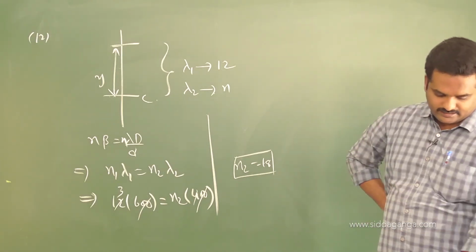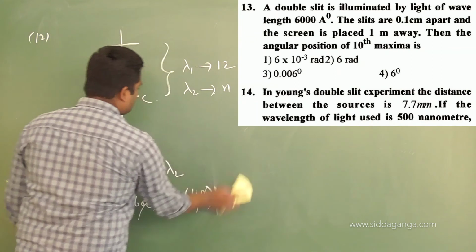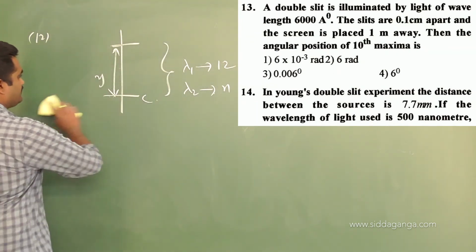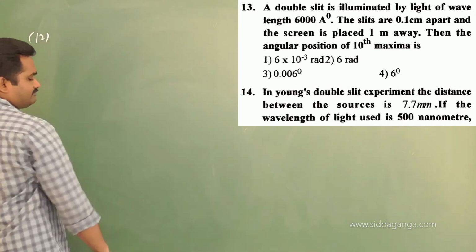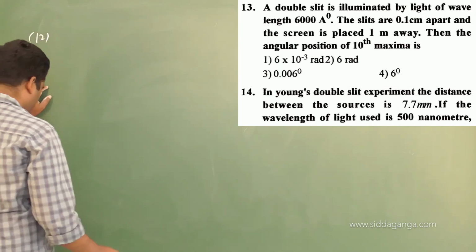Okay, simple. The 13th one: a double slit is illuminated by light of wavelength 6000 angstrom. The slits are 0.1 centimeter apart, meaning the distance between the two slits is 0.1 centimeter, and the screen is placed 1 meter away. Then the angular position of the 10th maxima is what? Angular position means theta, which you have to find.